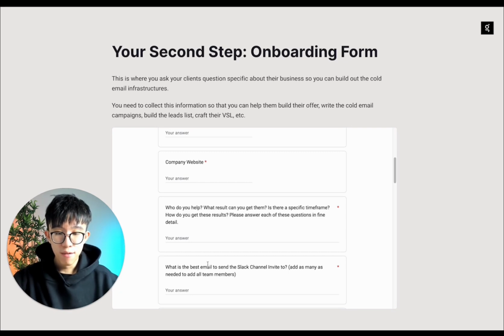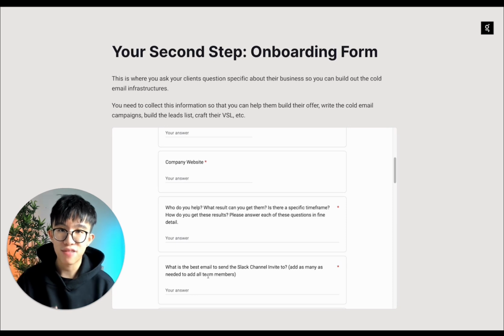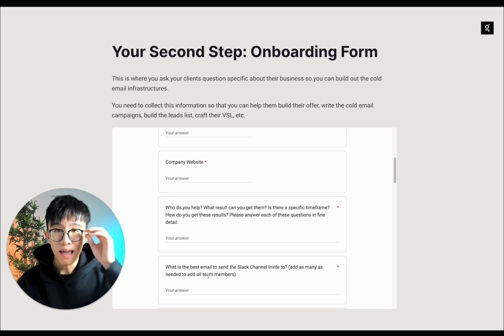The next question is, what is the best email to send the Slack channel invite to? Add as many as you need, because a lot of the clients, what you find is you might have sold to the direct decision maker, so the CEO or the founder, but they might have someone else on their team or a business partner who is also involved in this process. So you want to collect that information, and you can add all of those people into your Slack channel. So when you are talking with your clients over Slack, everyone on the team gets access to see what you're saying.